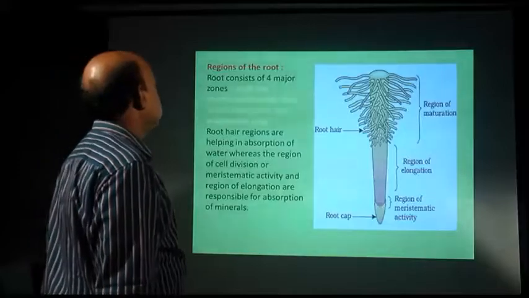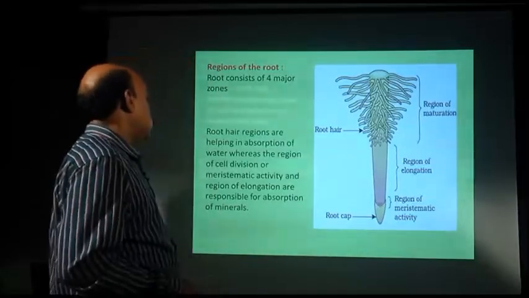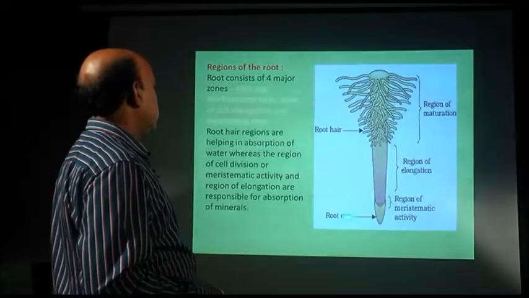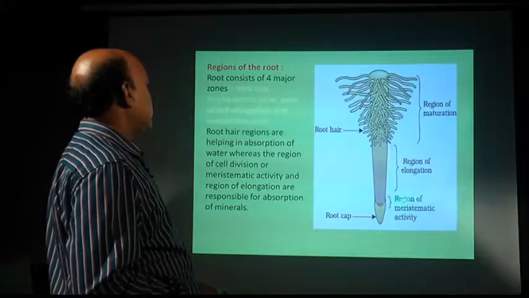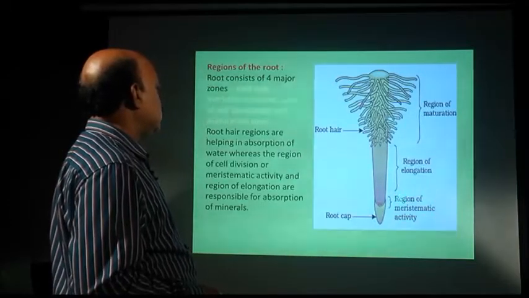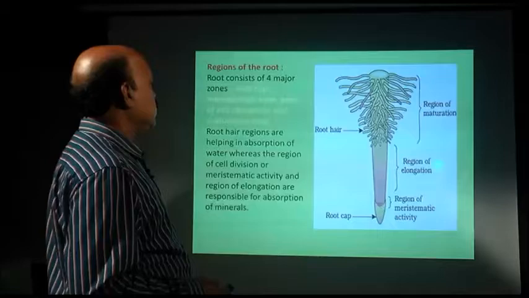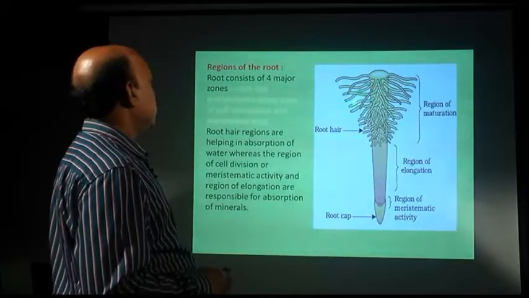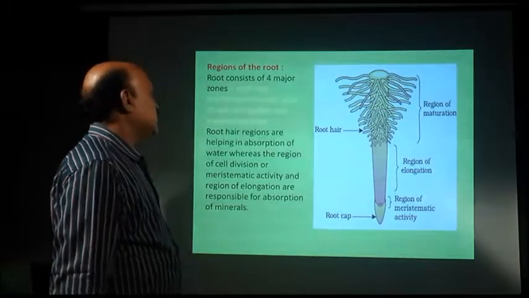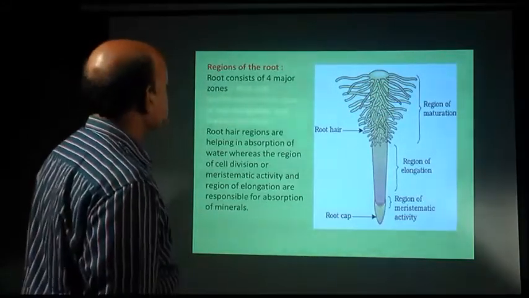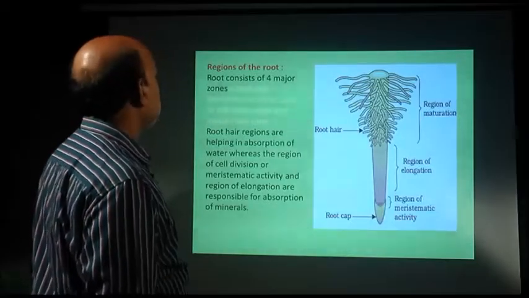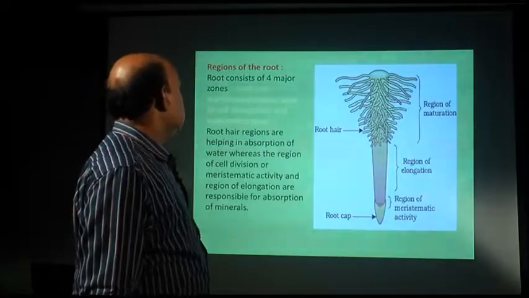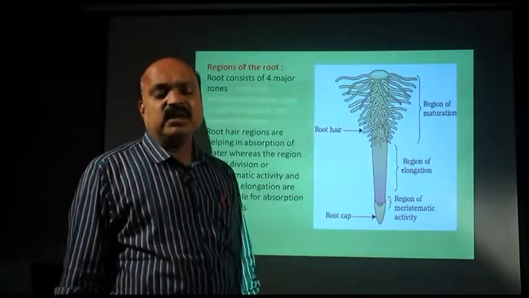Now we'll go to the regions of the root. Roots are generally divided into 3 to 4 regions. First is the root cap region, and above the root cap is the region of meristematic activity, and above that the region of elongation, and finally the maturation zone, which comprises many root hairs. So the root consists of 4 major zones: root cap, meristematic zone, zone of cell elongation and maturation zone.